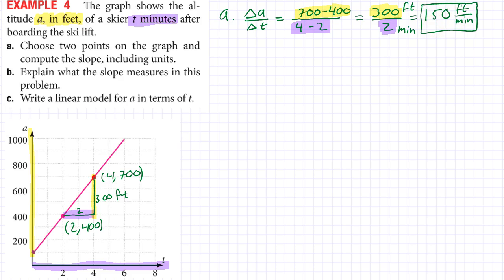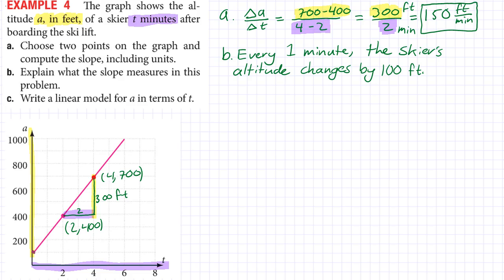What does the slope represent here? What is it measuring? Well, I like to think of slope as how much the vertical changes every time the horizontal changes by 1. So in this case, x is time. So every 1 minute, the altitude is going to change by 150 feet.